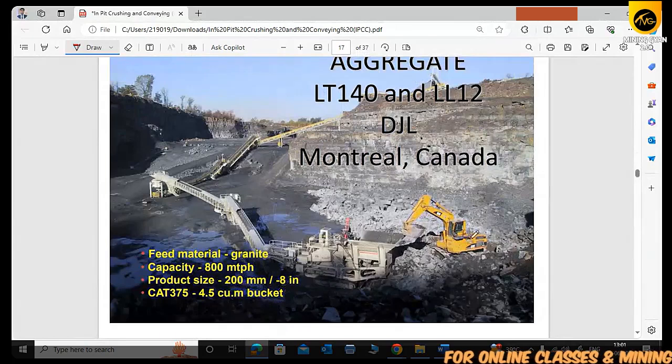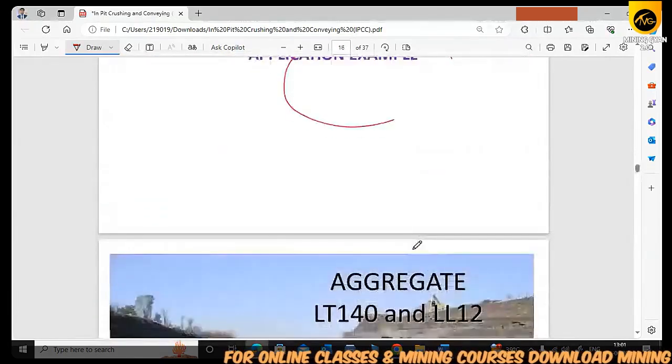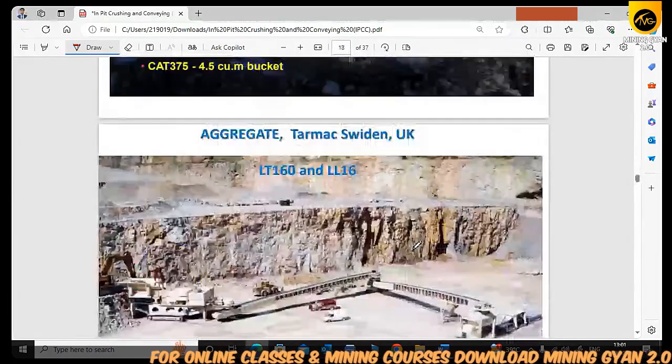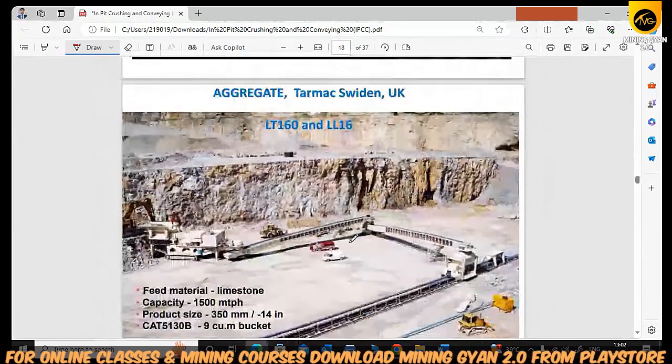So these are the excavators, it is showing a 4.5 cubic meter bucket capacity here, okay. So this is applicable in aggregate also. This is the second aggregate example, which is in Sweden, UK. So you see, we are using it in limestone mines also.